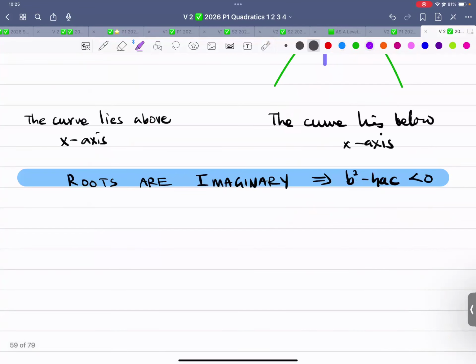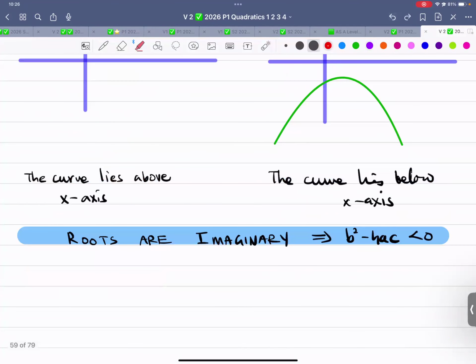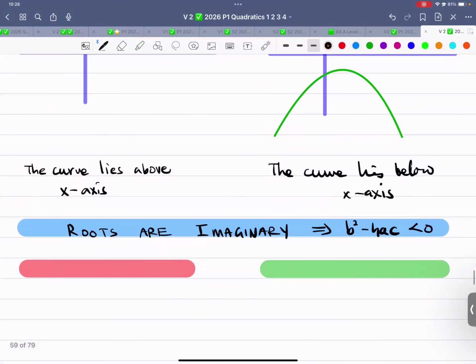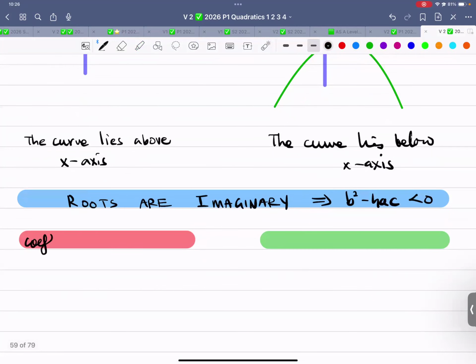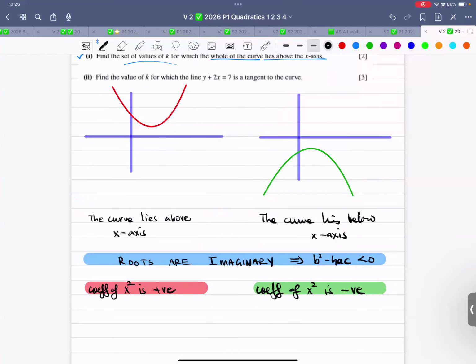What is different between the two? In the red one versus the green one, what is different? The red one, the coefficient of x square is positive. In the green one, the coefficient of x square is negative. Before we proceed, have a good look at this.